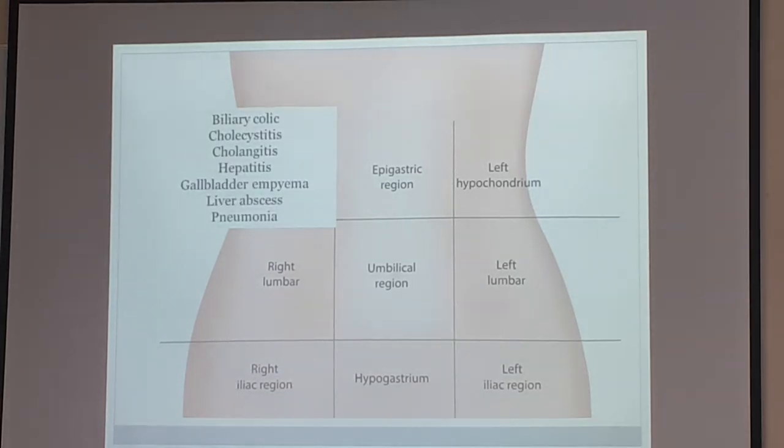So these are just a few common ones that you see. You'll probably see at least one of these if you're on any acute take for a prolonged period of time. You'll see people coming in with all of these. So we're going to go through each of the regions just as a refresher for each of you. So epigastric region, what could you expect to find?